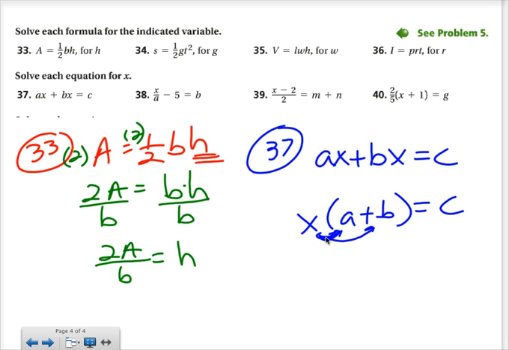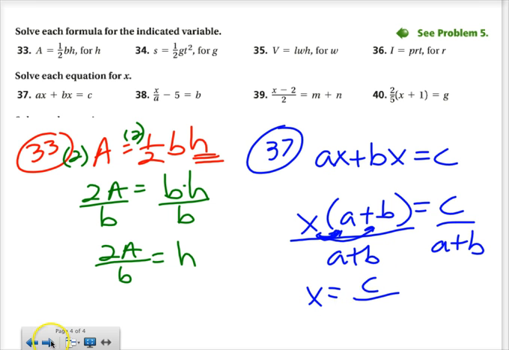And to undo multiplication, we divide. So we're going to go ahead and divide both sides by a plus b. So x equals c over a plus b, because those two a plus b's will cancel right out. So again, sometimes we use things from the past in math to properly do the problems that we see later on. And this is an example of that.